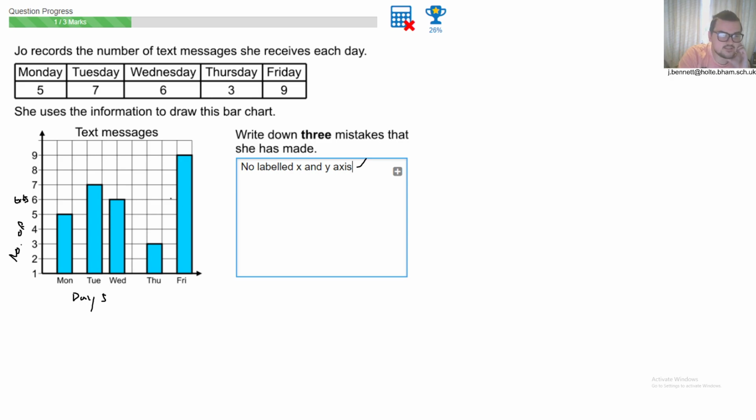What else? What other mistakes have been made? Right, well, the biggest mistake as far as I'm concerned is this here. The graph at the bottom starts at 1. The graph should start at 0. So the y-axis starts at 1.